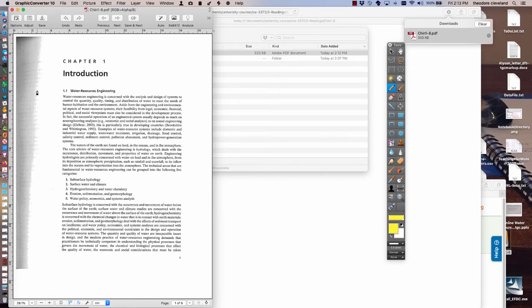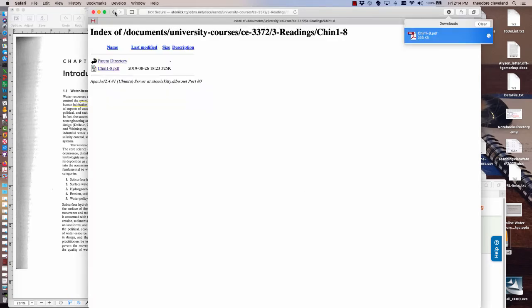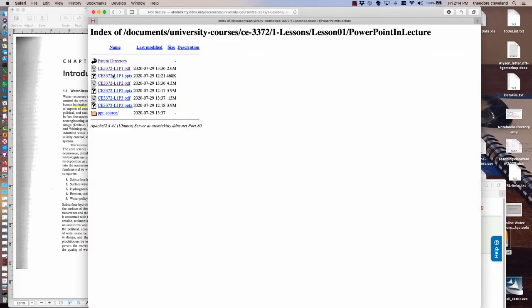So let's read chapter 1 of Chin's book, or at least an excerpt from. It starts off with water resources engineering is concerned with analysis and design of systems to control the quality, quantity, timing, and distribution of water to meet the needs of human habitation and the environment. So some of those keywords that were appearing in the bullet item. Let's go back to the notes and take a look at that.